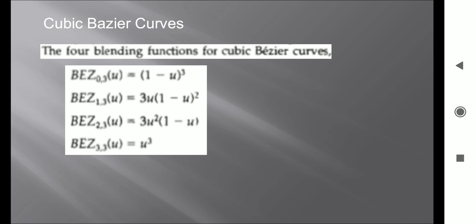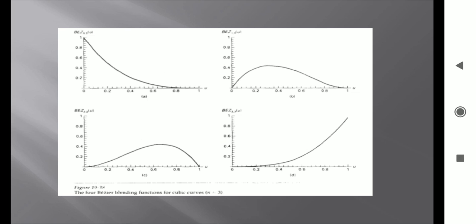There are four blending functions for cubic Bezier curve. That is BEZ 0,3(u) equal to (1 minus u) to the power 3, and BEZ 1,3(u) equal to 3u(1 minus u) square. BEZ 2,3(u) equal to 3u square into (1 minus u), and BEZ 3,3(u) equal to u cube. Now we will see the four blending functions of the B-spline curve.